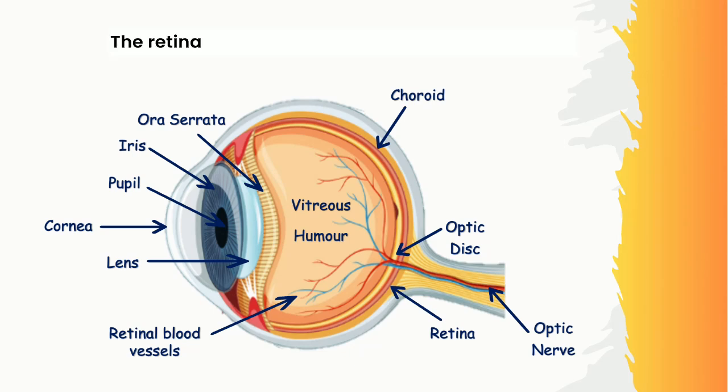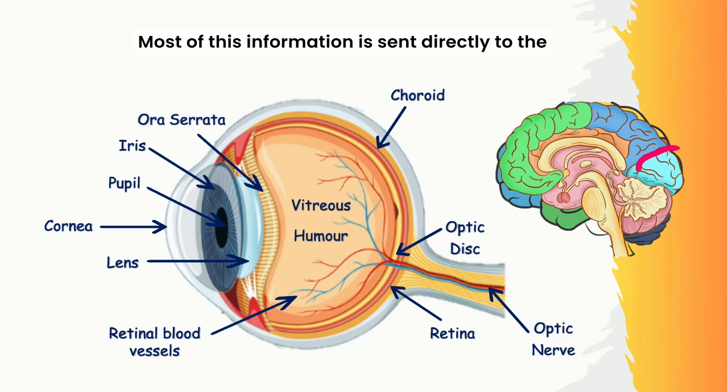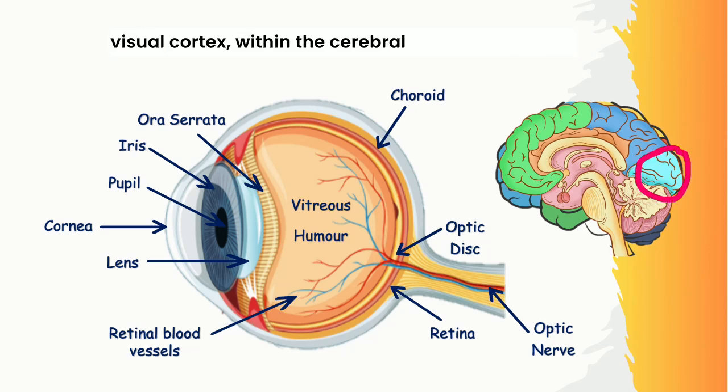The retina transmits information to the optic nerve. The optic nerve is comprised of nerve fibres and transmits chemicals and electrical signals to the brain. Most of this information is sent directly to the visual cortex within the cerebral cortex at the back of the brain and will process the signals to form the visual images we perceive. Some of the information will be sent via the optic nerve to the brainstem to determine the size of the pupil.